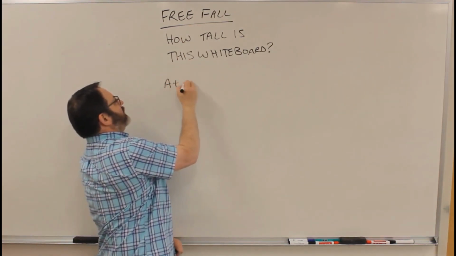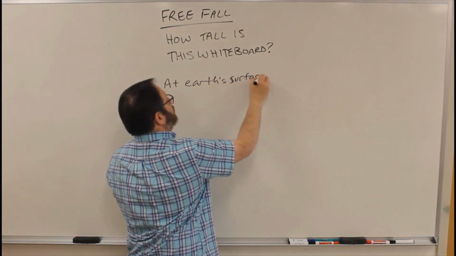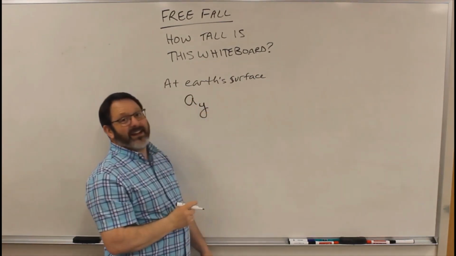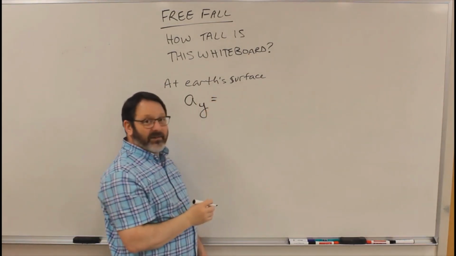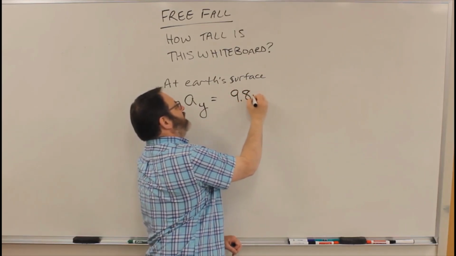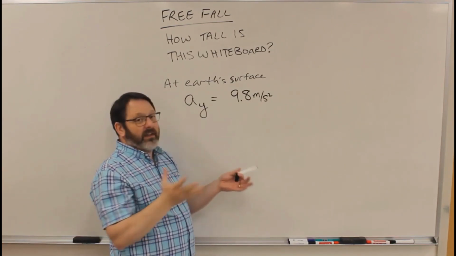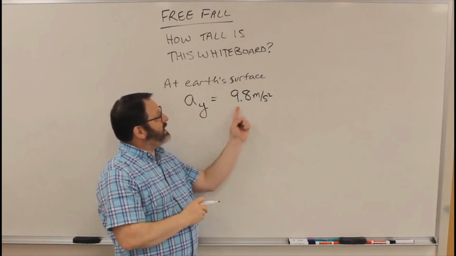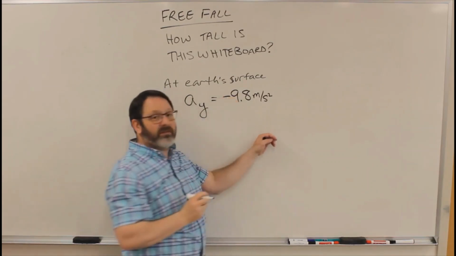So at Earth's surface, the acceleration, I'm going to put a y here. We've done x's. I'm going to put a y just because y is usually the vertical direction. The acceleration of something in the y direction is 9.8 meters per second squared because of the Earth's gravity. So if there's nothing else affecting an object except for gravity pulling it down, the acceleration is 9.8 meters per second squared, and it's in the negative direction.